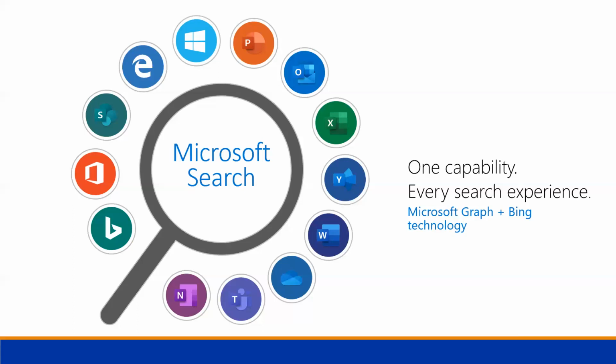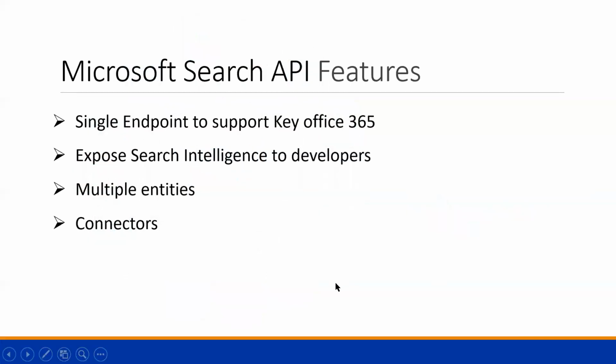And the last thing is about providing filters. So this search API will not only provide you the search results, but it will also provide you logical filters so that you can filter out the content you're really looking at. You can put filters on that. So I talked about a single point API, support for key Office 365 products, intelligence for developers, multiple entities, and connectors. These connectors are nothing but a way to connect to your line of business applications or any applications which are available on the cloud, and so on and so forth.